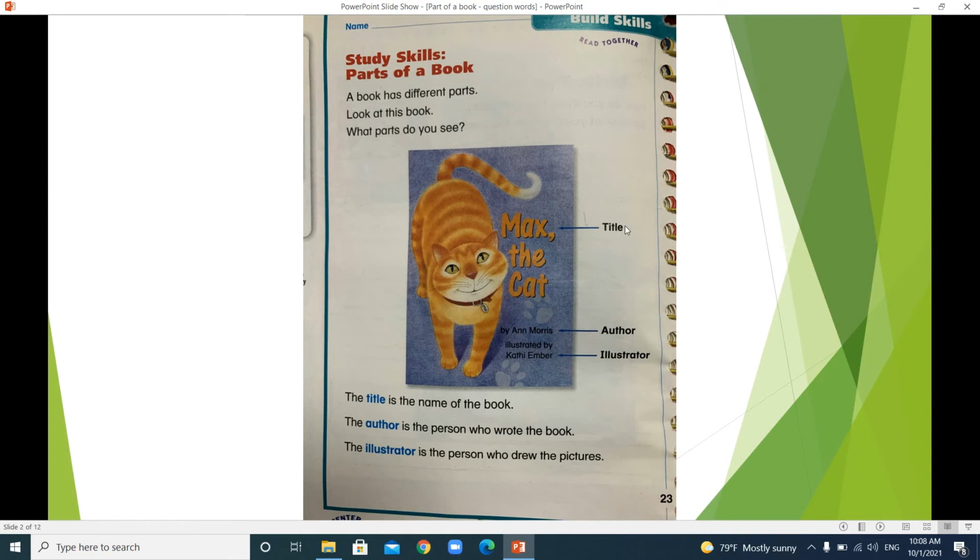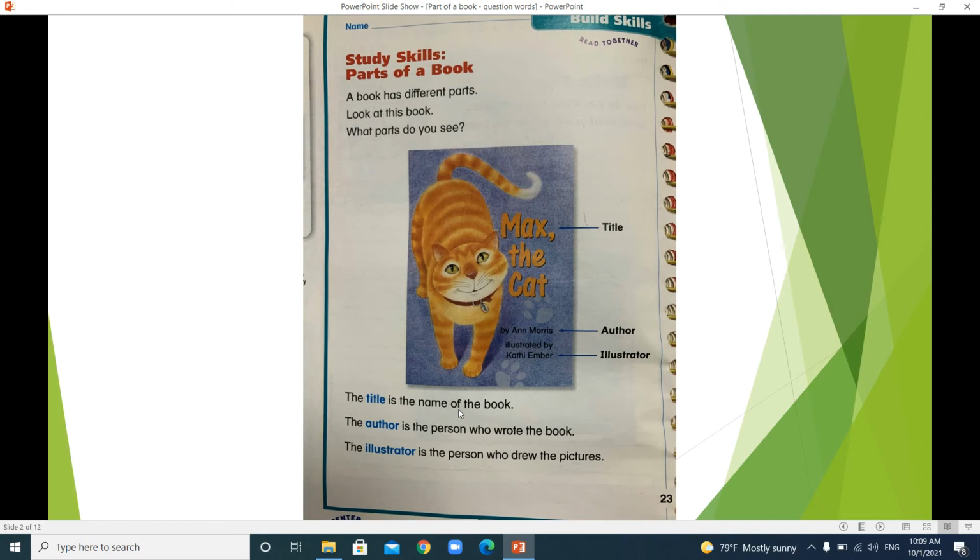Okay? So title is the name of the book or the name of the story. If you look here, what is the name of the book? Max the Cat. Author. Author is the person who writes the book. Her name is Anne Morris. What about the illustrator? The illustrator is the person who draws the picture of the book cover and the story. Okay, who is the illustrator? Okay, remember we take the name after the word by. Kathy Ember. So who is the illustrator? Kathy Ember.